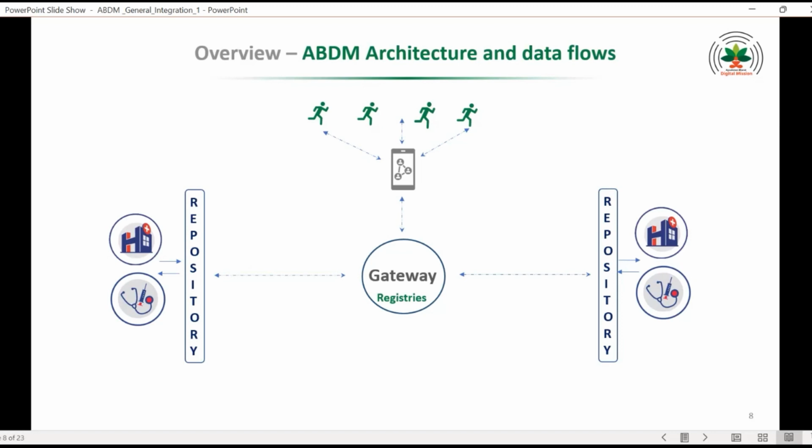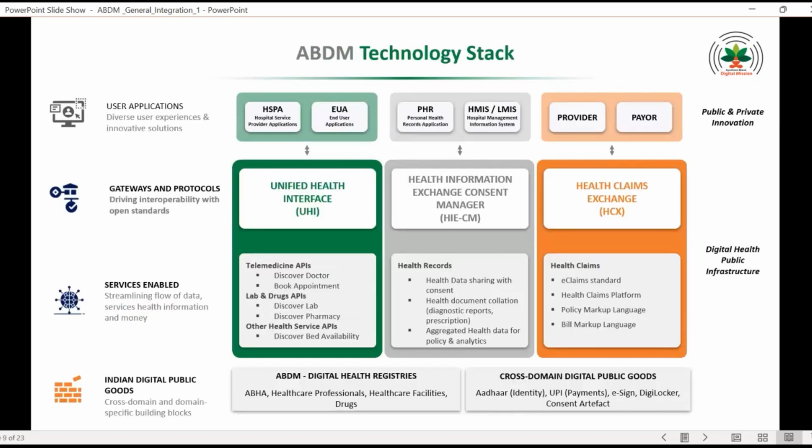Once data sharing is acknowledged by the patient side and granted successfully, it is notified in the gateway, and the notification is sent to both sides. So this is how the federated architecture works, and how the data flows between the HIP and the HIU. So this is the ABDM technology stack, like the user applications.